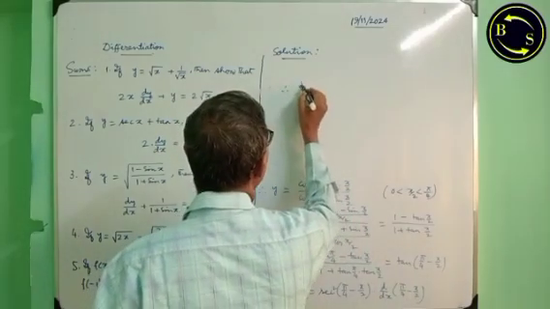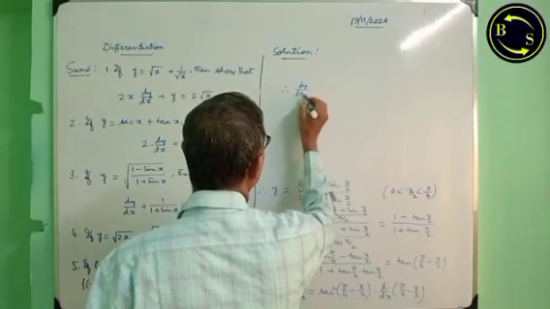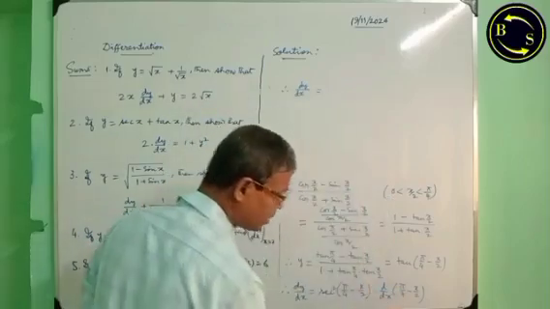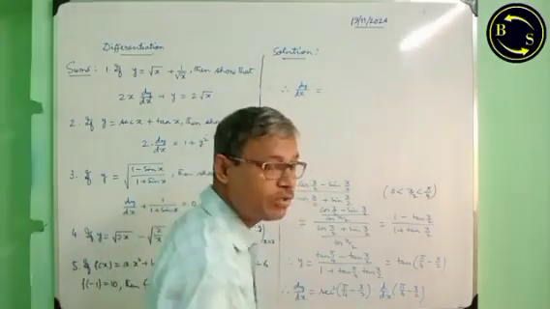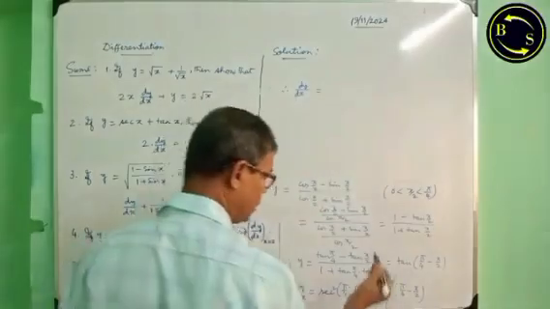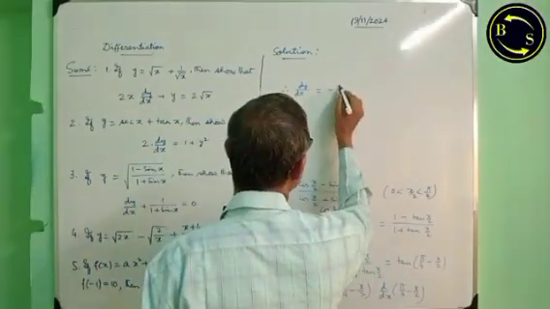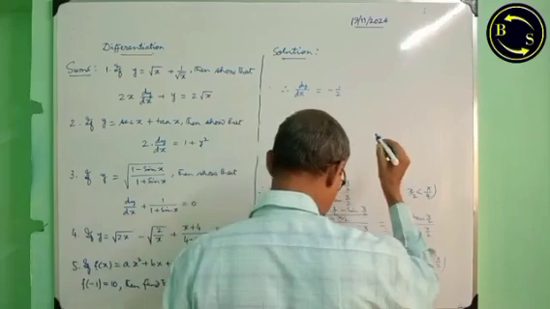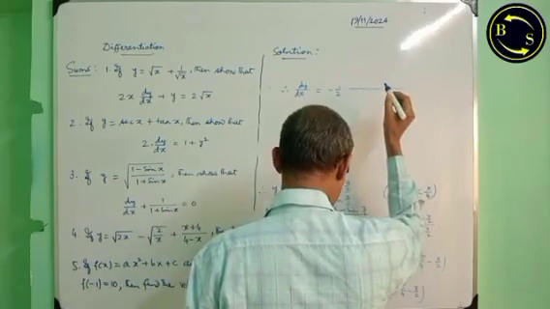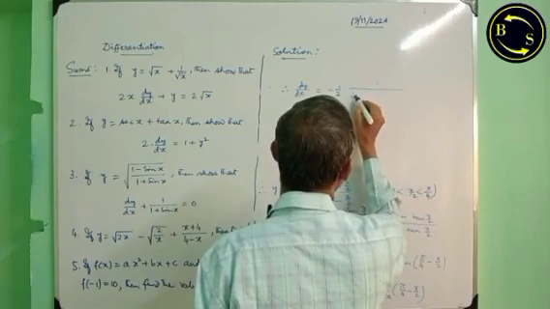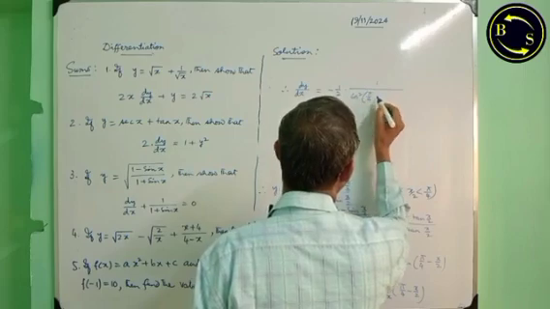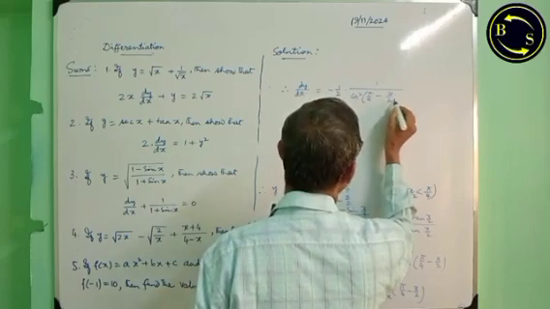Therefore, dy dx is equal to the derivative of pi by 4 minus x by 2. Derivative of pi by 4 will be 0, minus d dx of x by 2 means half, minus half rather. Therefore, it will be minus half sec square. I write sec square form 1 by cos square of pi by 4 minus x by 2.